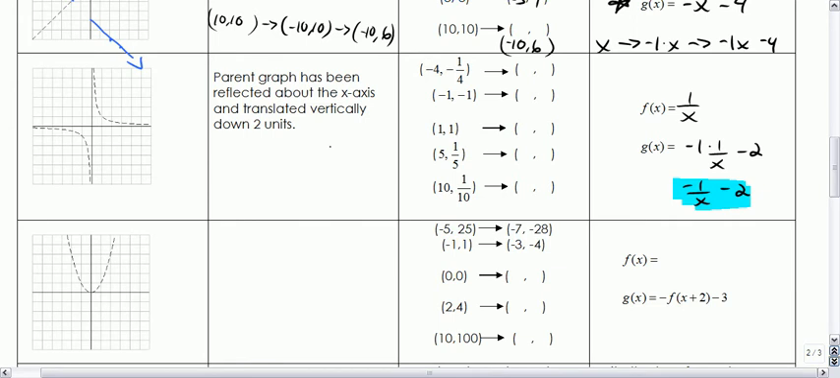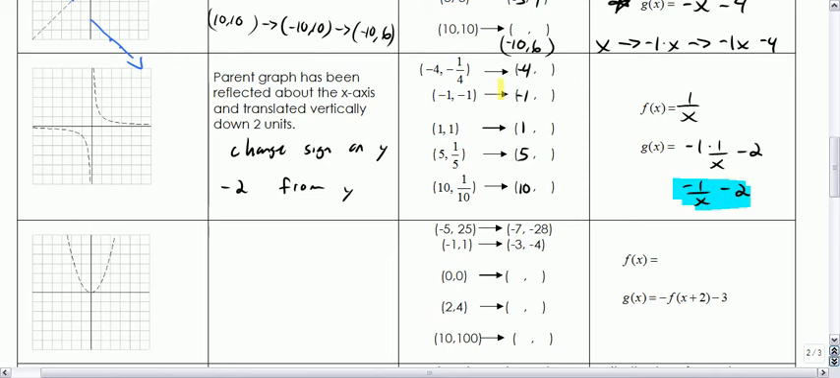So remember, anytime we're going to reflect about the x-axis, you are going to change the sign on the y. So for each point, we need to change the sign on y and then subtract 2 from y. So the x's are all going to stay the same. So I can fill that in. -4, -1, 1, 5, 10. So just a quick deal. Change the sign on y and subtract 2 from y.